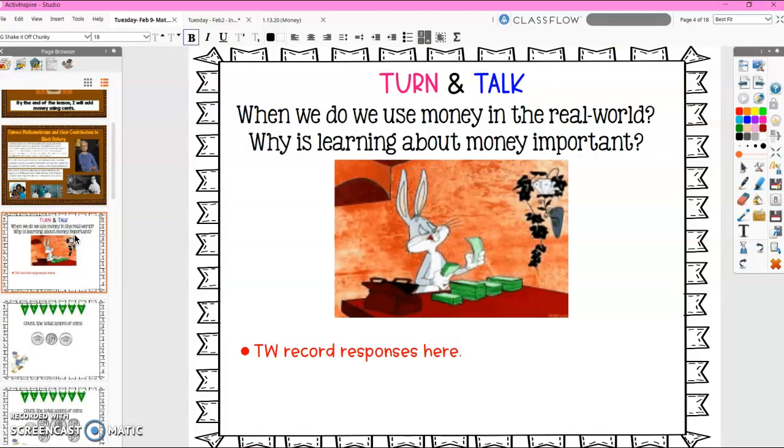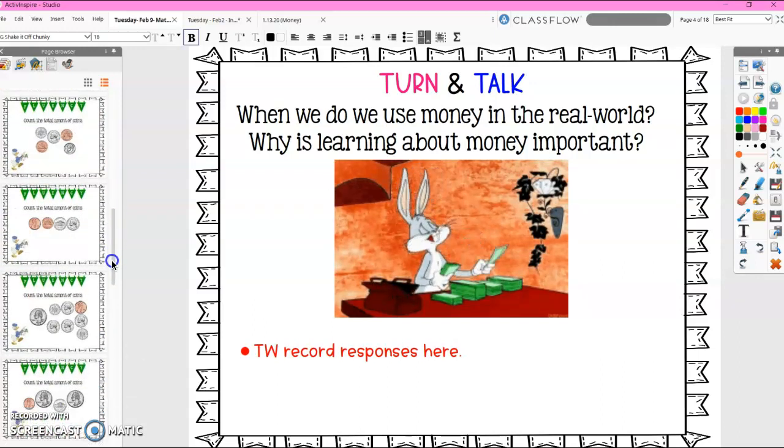So first, before we talk about money, let's think. When do we use money in the real world? And why is learning about money important? So I want you to take some time to think. I know that I use money to pay for Parker's things, pay for bills, pay for groceries. And it's very important to learn about money so that you can manage your money. Because money management is very important. You need to know how much stuff costs. You need to know if you have enough money to pay for things. So that is why learning about money is important. So let's get started on learning how to count some money.